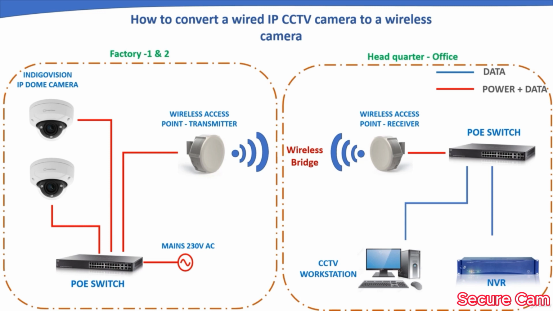Now, the wireless access point receiver sends this received wireless signal to a network switch where our NVR or CCTV workstation is connected. Hence, by using this technology, our customer can view the live video or can play back the recorded video of different remote location factories.